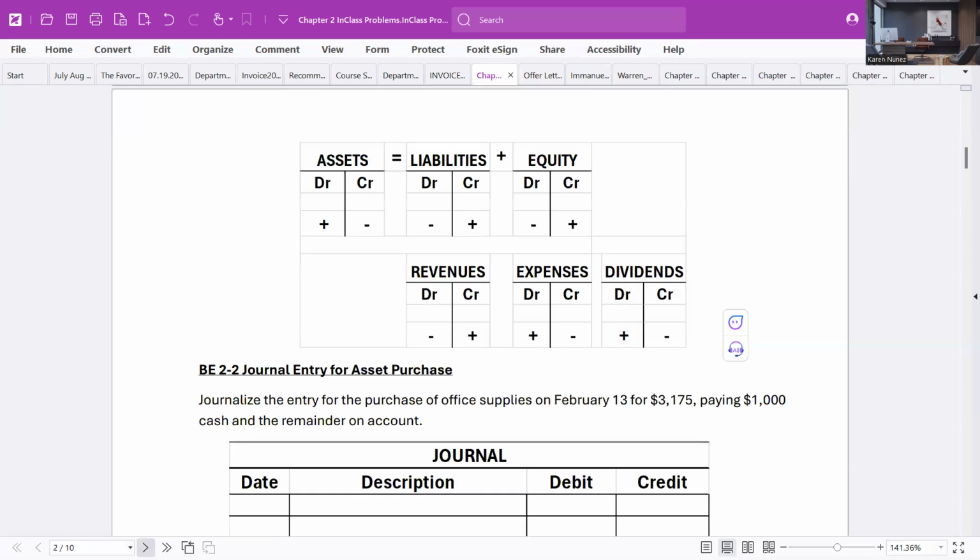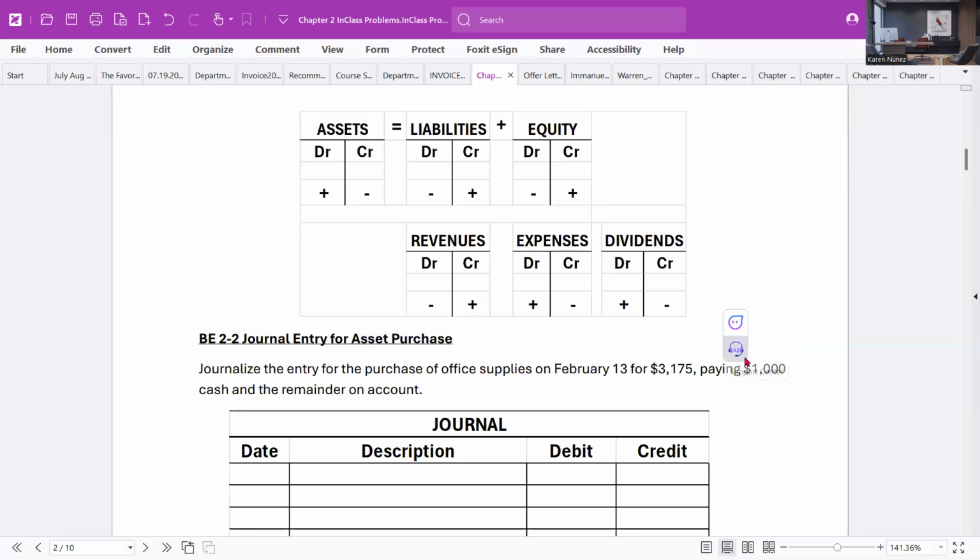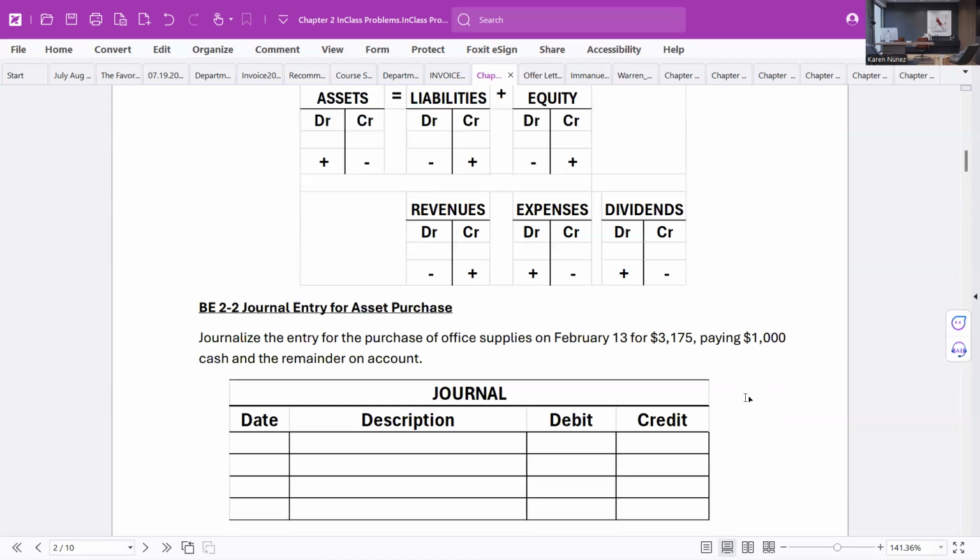Let's move to the next exercise, BE 2-2. And again, I've got the debit or credit rules listed here, so you have some sense for them. And let's start using those rules again. And this time we'll use the rules in BE 2-2. So what we've got going on here is we need a journal entry to record the purchase of office supplies. So on February 13th, we have the purchase of office supplies.